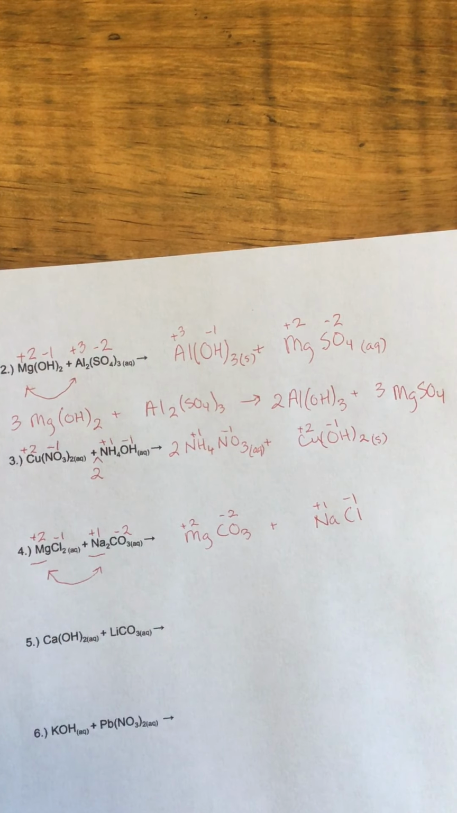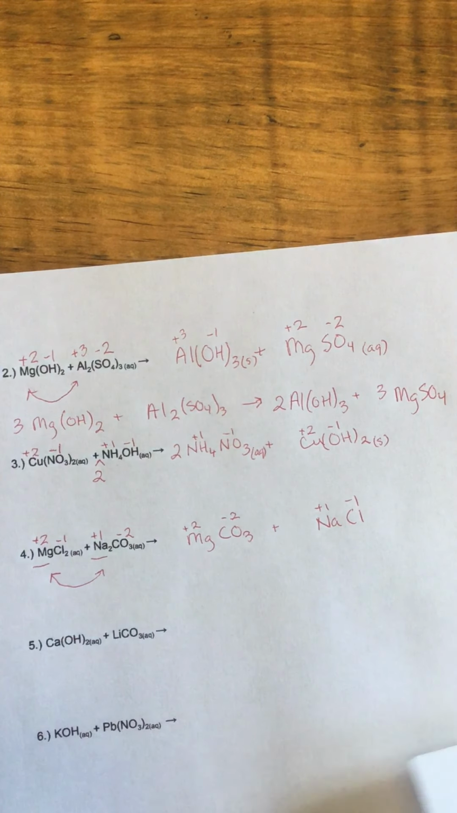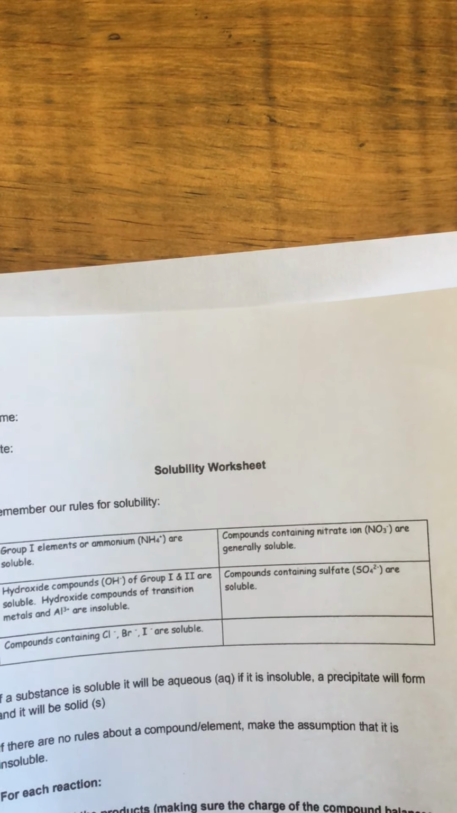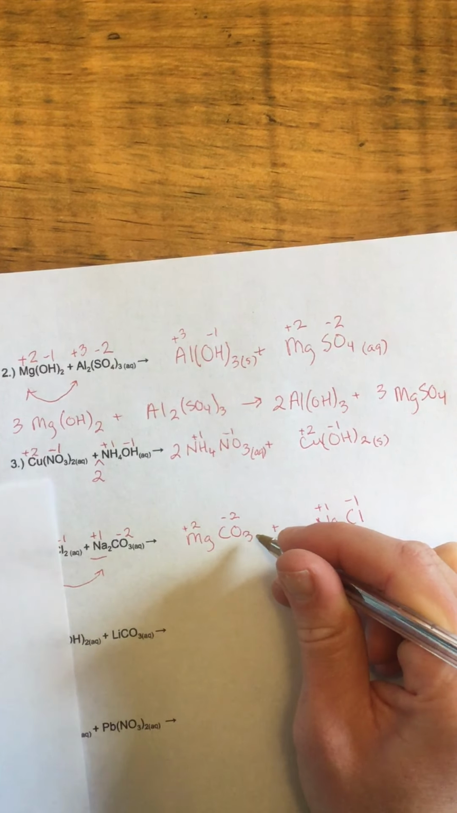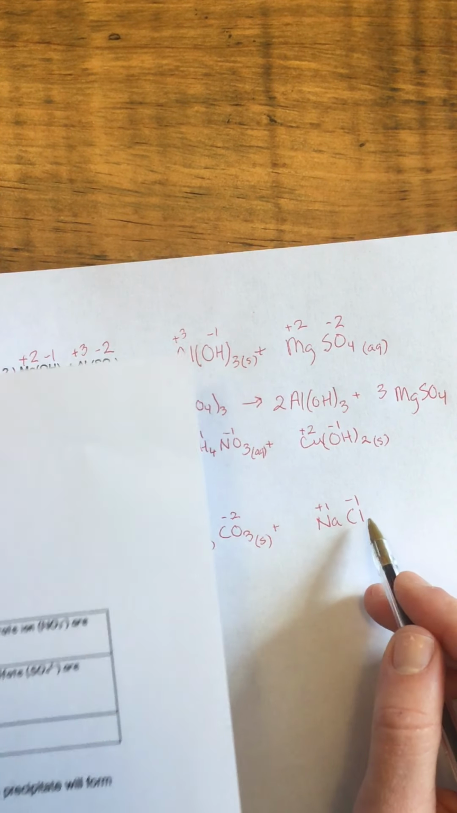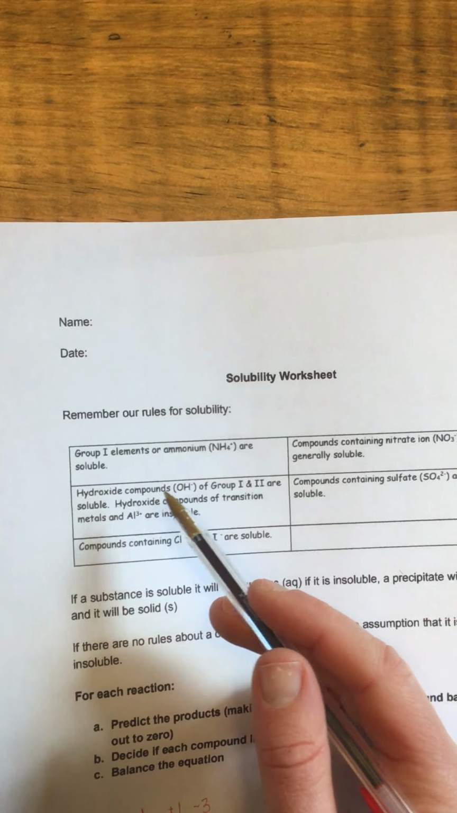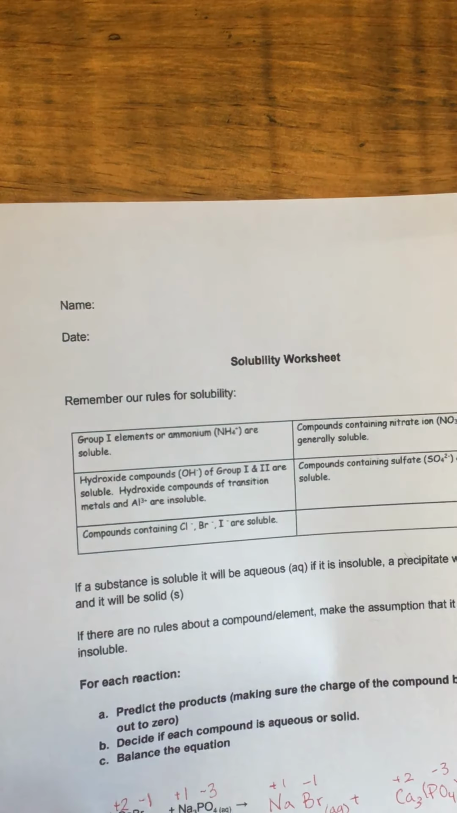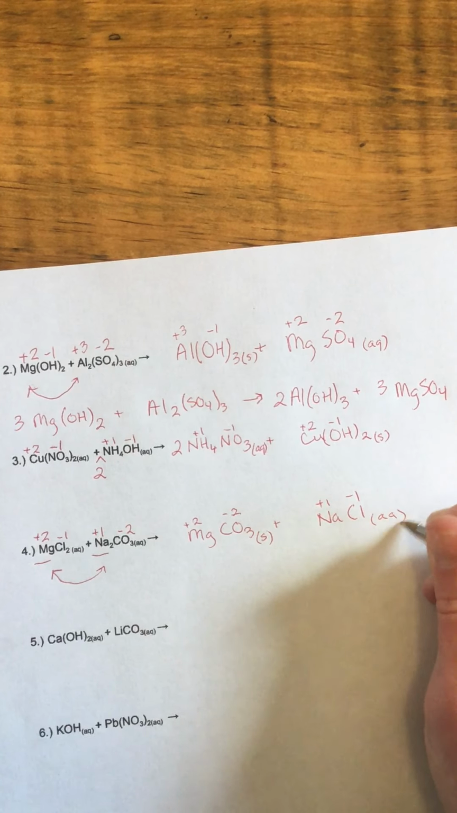Now I'm going to look at the list of solubility rules to determine which of these, if either, is a solid. So looking at the list of rules, I don't see anything about carbonate. So with there being no rules about carbonate or magnesium being soluble, I would say that this is our solid. Sodium and chlorine, however, we have a rule about chlorine saying that they're soluble. We also have a rule about group 1 elements, and sodium was found in group 1. So that would be aqueous.